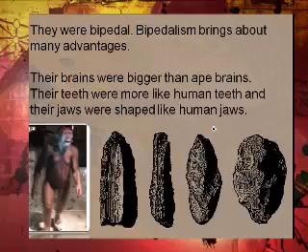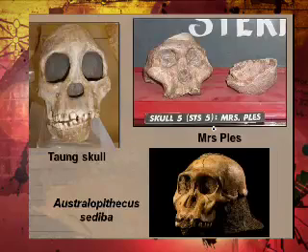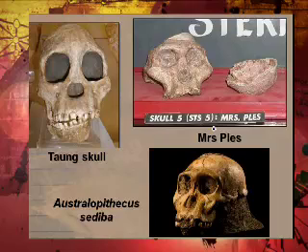We also know that their brains were bigger than ape brains, and their teeth were more like human teeth, and their jaws were far more like human jaws. We have lots of fossil evidence of these prehistoric hominids, and I'm sure that your teacher will show you lots of pictures and you'll be able to read about it from your textbook. But we'll continue looking at the different forms after the break.